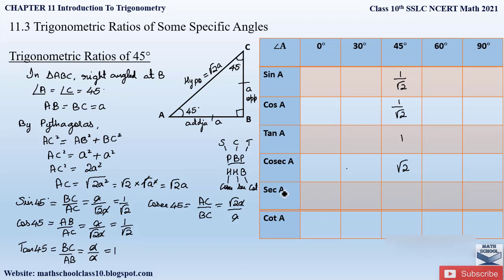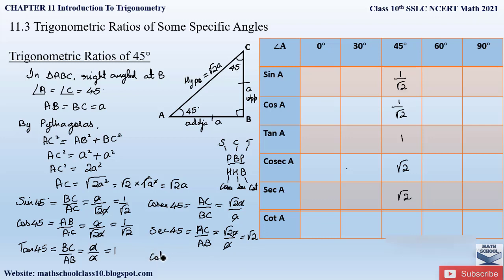Similarly, the reciprocal of cos is nothing but secant. So what will be the reciprocal of cos? It is root 2. So let us find out whether we are going to get secant 45 also as root 2. So the secant trigonometric ratio is given by hypotenuse by base. So here hypotenuse is AC by base is AB. So AC is root 2a by AB is a. So a and a will get cancelled and we will be left with root 2 again. So here again we got that the reciprocal of cos, secant, is nothing but root 2.